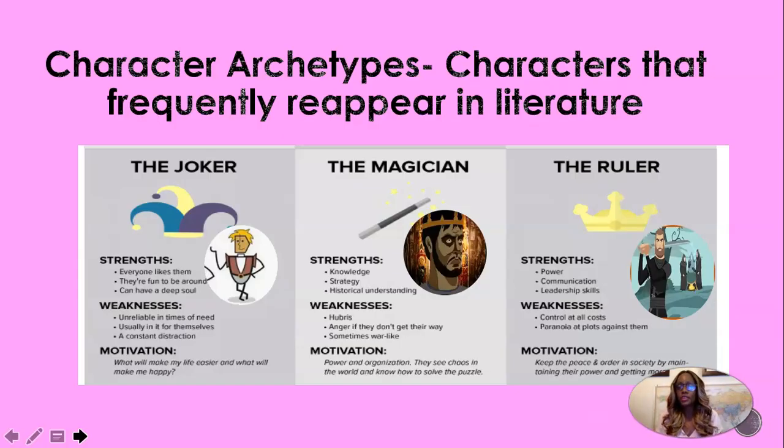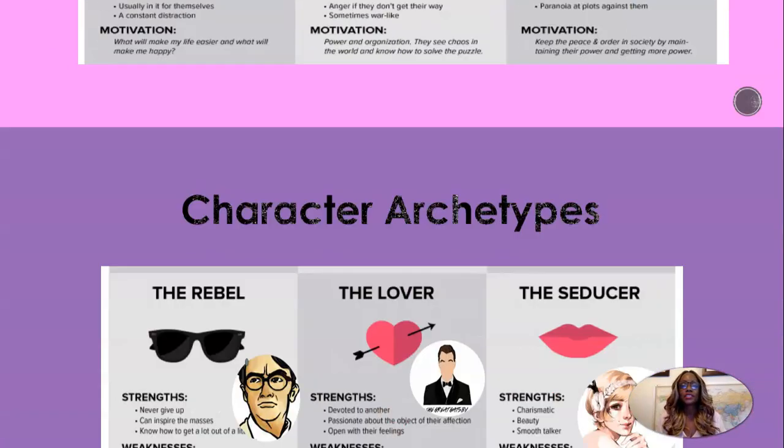You're the Joker, right? And so the different types of character archetypes, the common ones, and there are several, it's not limited to this list. There are the Jokers. This is Prince Hal from Henry IV. Then there's the Magician, and you probably want to make a note of the strengths and weaknesses and the actual character themselves. We have Macbeth. Then there's the Ruler, right? The strengths are power and communication, and then they want control at all costs, right? And they're paranoid. I'm sure you can think of characters like that.